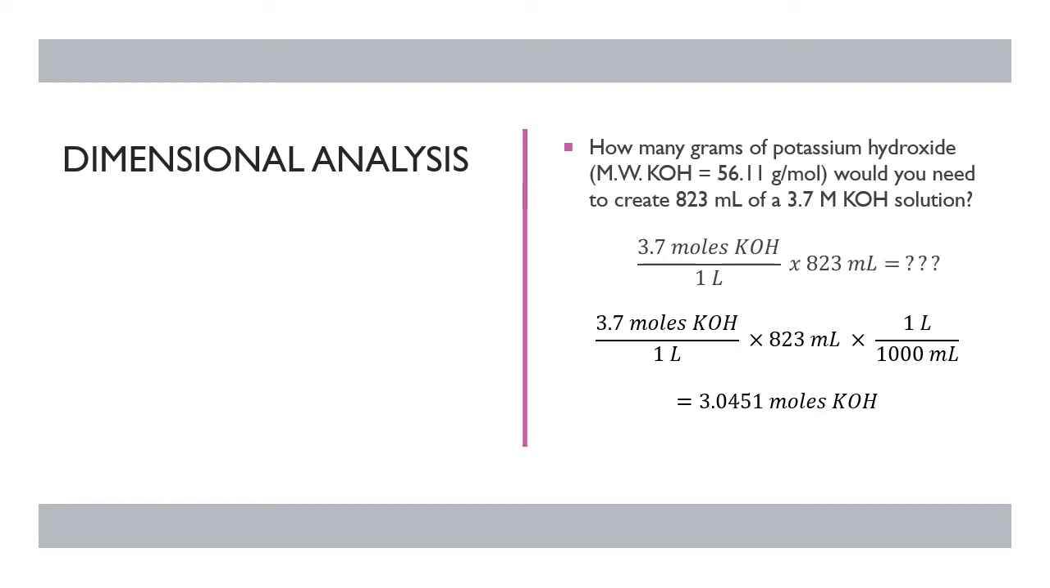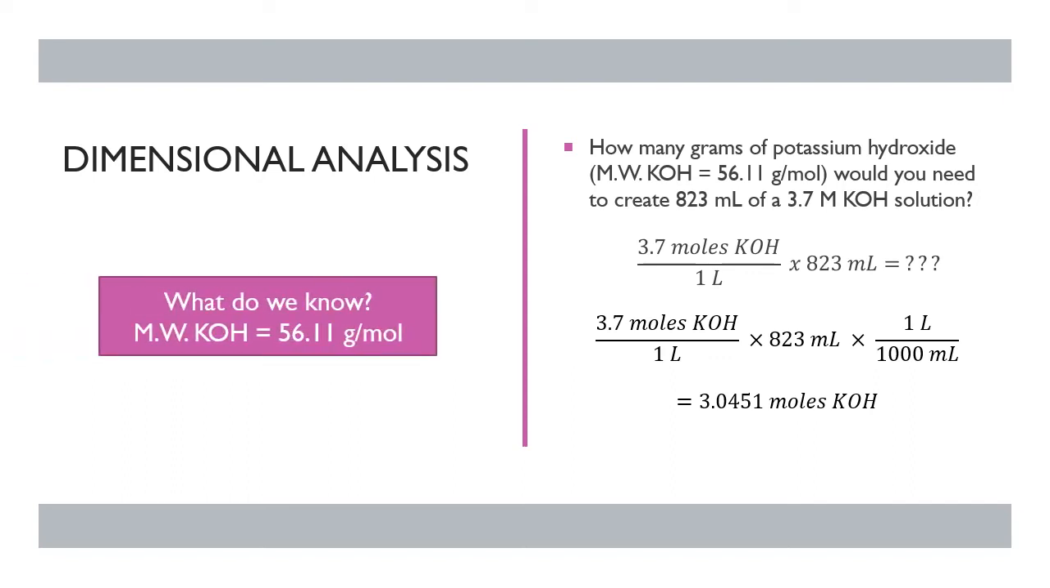Now, we're not quite done. We know now that we will need 3.0451 moles of potassium hydroxide to make 823 milliliters of a 3.7 molar solution. But we can't actually measure out moles on a scale. That's just not how moles work. But we could measure out grams. Now, if only there was some sort of term that would allow us to convert between grams and moles. Oh, and there is, right in the problem. The molecular weight of potassium hydroxide is 56.11 grams per mole.